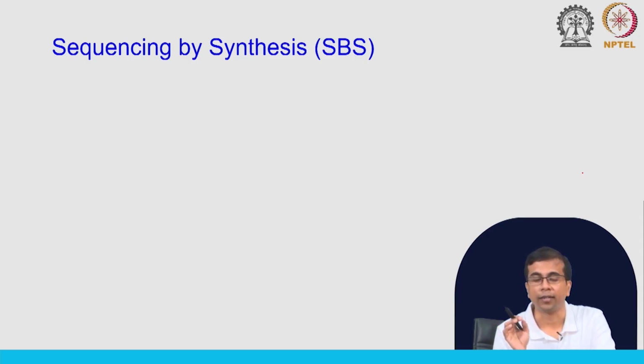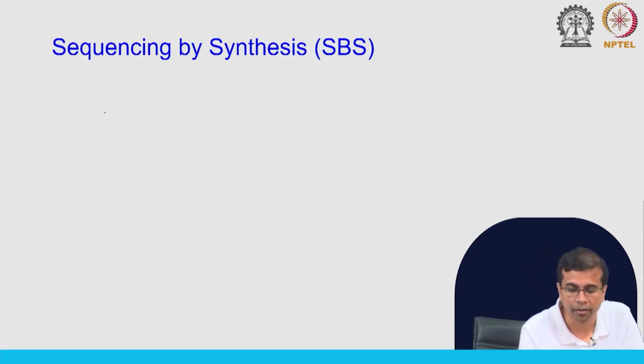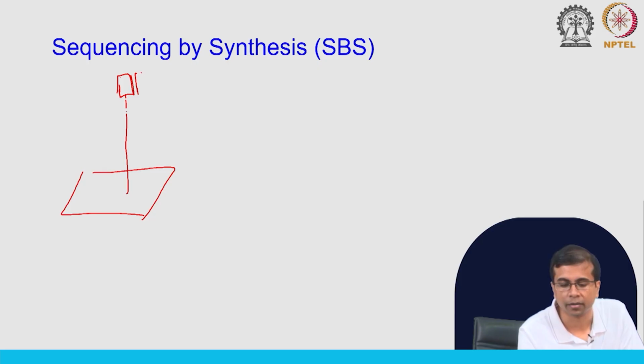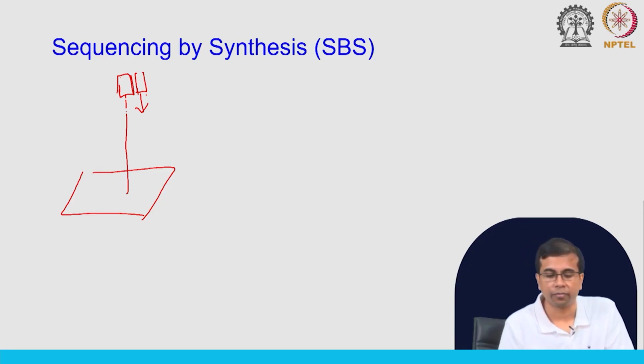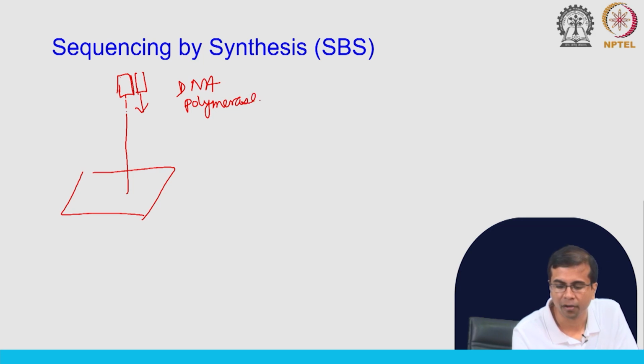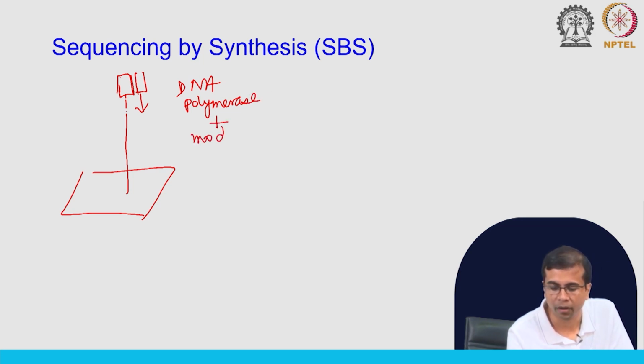So, let us draw this. You can imagine now, let us say you have this on the flow cell, we just focus on one single molecule. We have the adapter here, we have the primer. Here the primer is complementary to the adapter, let us say, and we do the synthesis in this direction. So, what we have is DNA polymerase, and we have modified dNTPs.